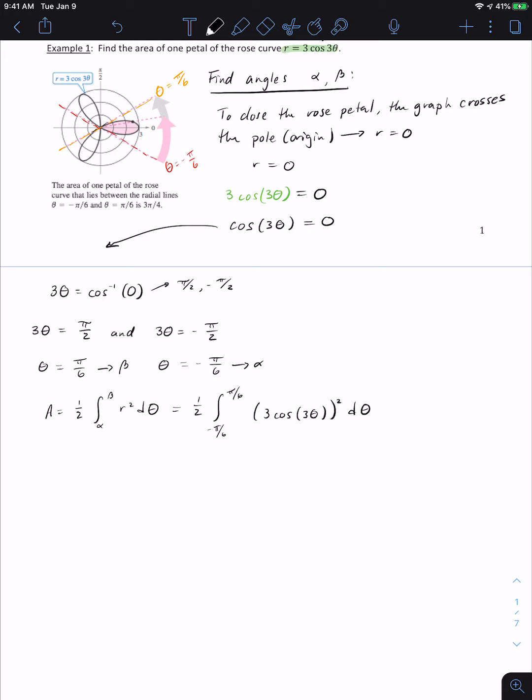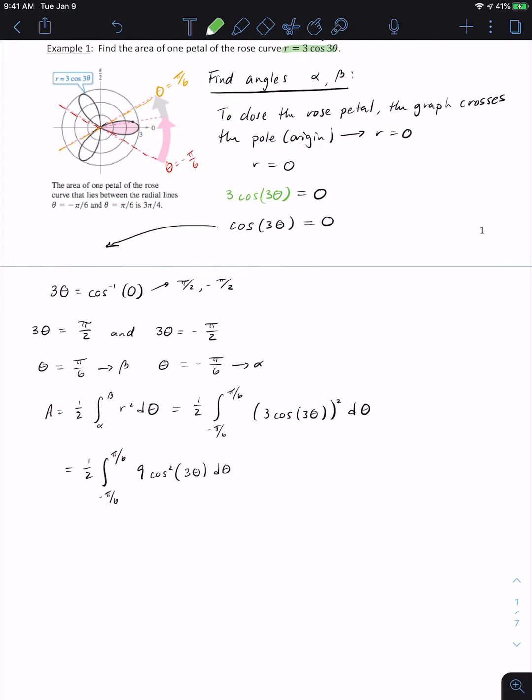Okay, so in order to square that, it's just squaring a binomial. So we do the first one squared, 2 times the first times the second one... actually, no, sorry, that's not a binomial squared. That's just something squared. So I square the first term and the second term. So 9 cosine squared of 3 theta d theta.